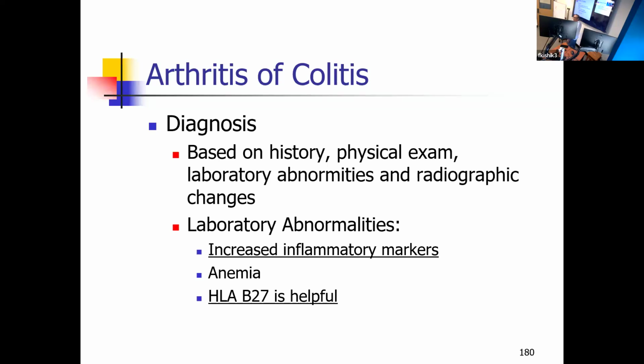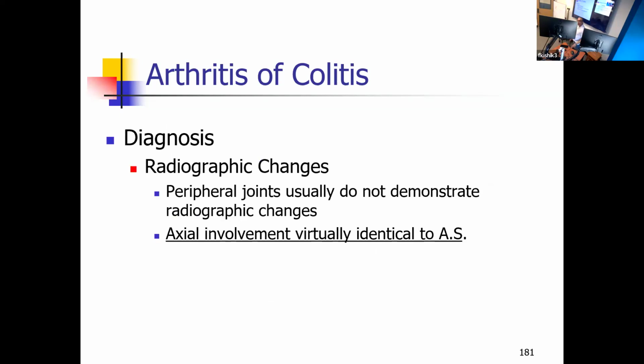Why would the patient be anemic? How would the patient be anemic? What's that? Loss of blood. Loss of blood secondary to what? Ulcerative colitis. Okay, we always tend to see that.